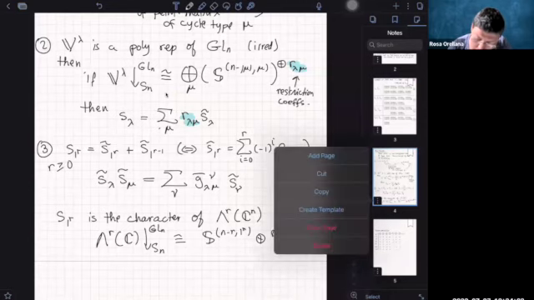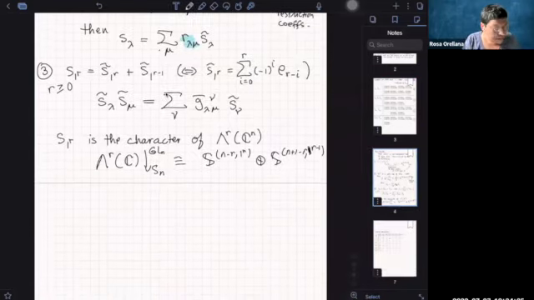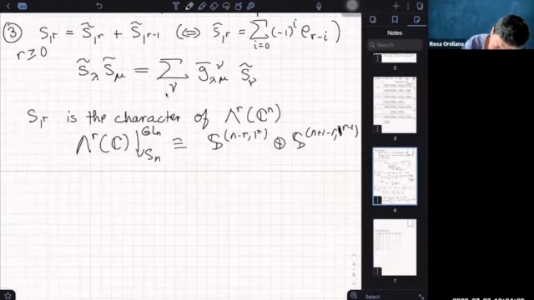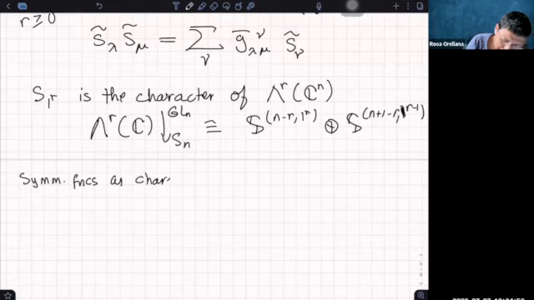So that's some pages. But what I want to show you is, in my first talk, I talked to you about characters, symmetric functions, as characters of GLN.